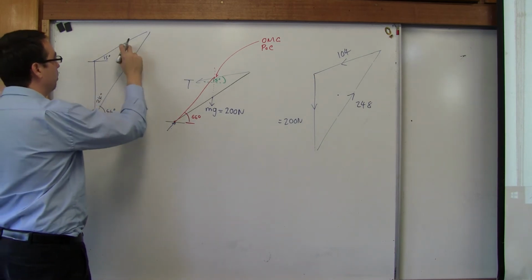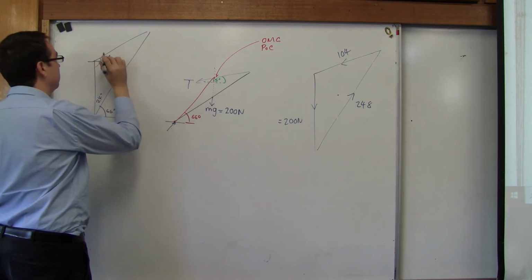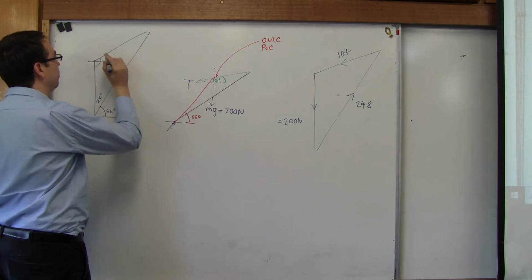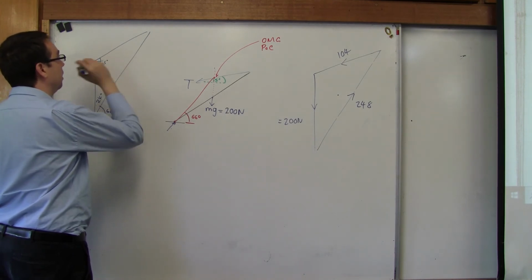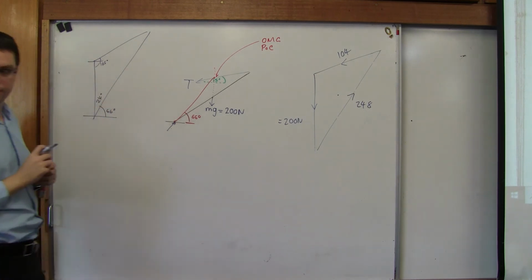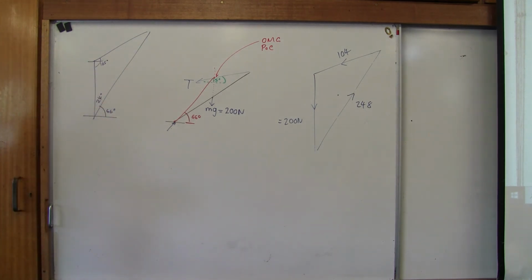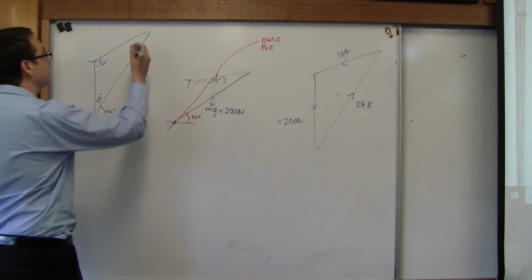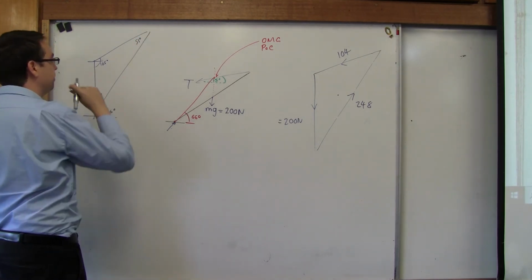Okay. This is 90 plus 15, so it's going to be 105. And then what's this angle here? It's 51, because that adds up to 180. Yeah. Okay. Yeah, I'm pretty sure.